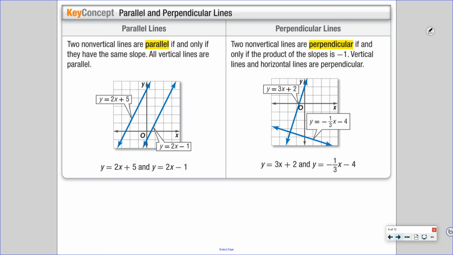So here's an example. These both have a slope of 2. And you can see these are parallel lines. So the slope of the first line is the same as the slope of the second line for parallel lines, if this is line 1 and line 2.